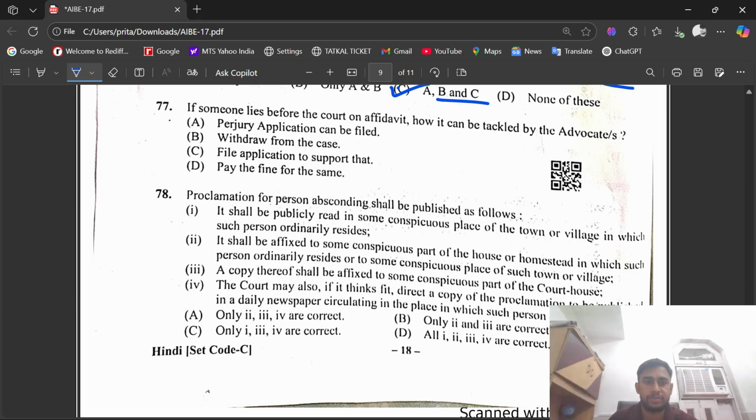Question number 77. If someone lies before the court on affidavit, how can it be tackled by the advocates?